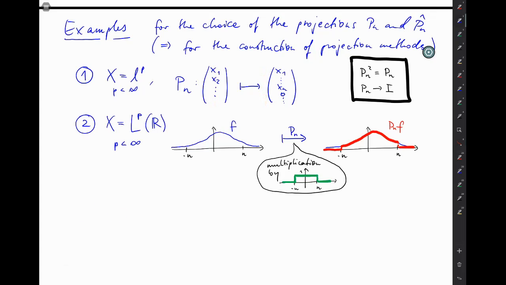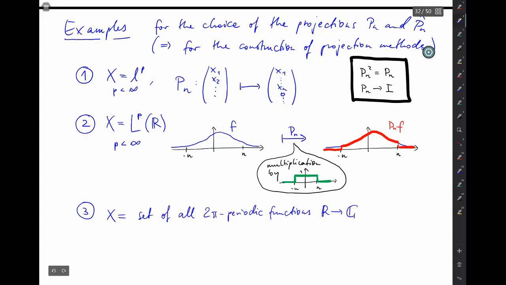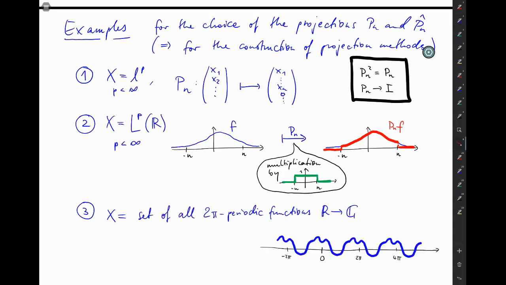Okay, next example. Let x be the space of all 2p periodic functions on the real axis. Values could even be complex or real, as you like, for which you can integrate the square of the modulus as long as you only integrate over an interval of length 2p. So you could, for example, integrate from 0 to 2p, or you could integrate from p to 3 times p. You're going to see the same values anyway, so it doesn't matter where you look.